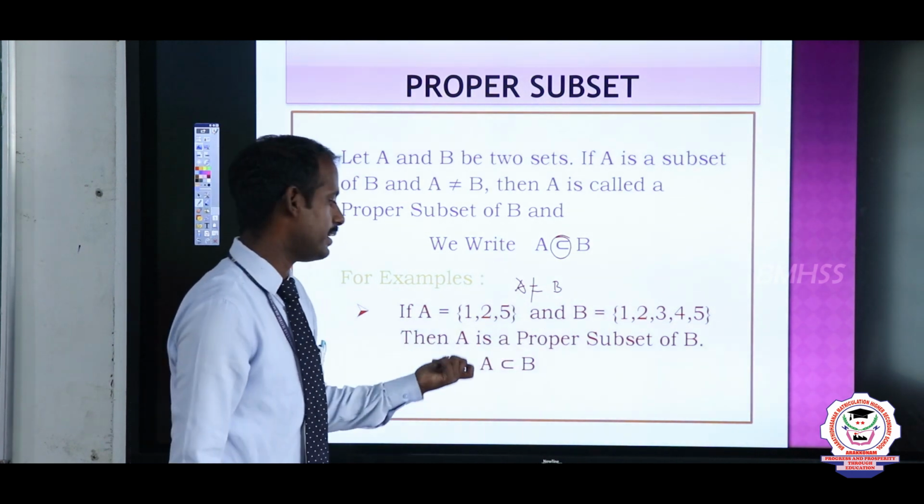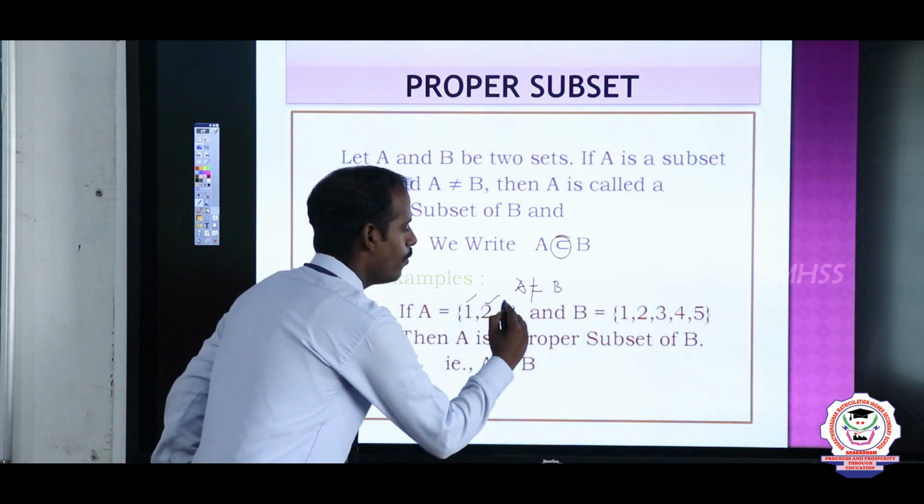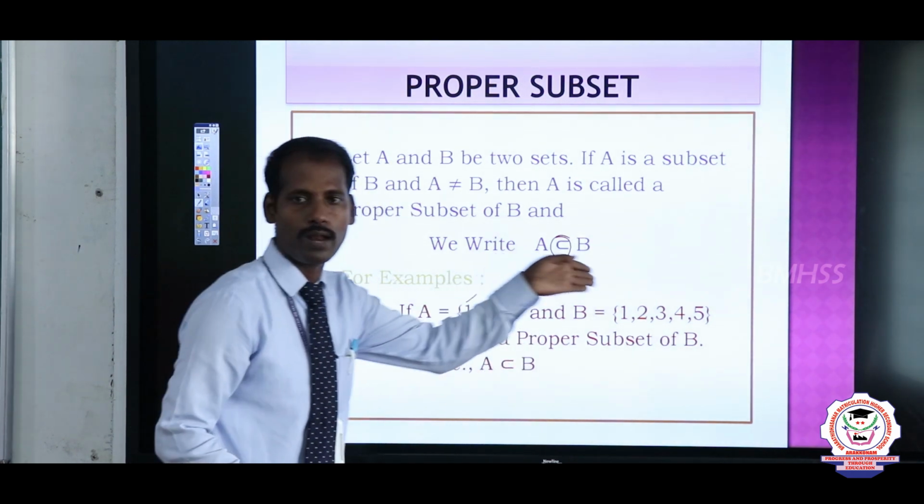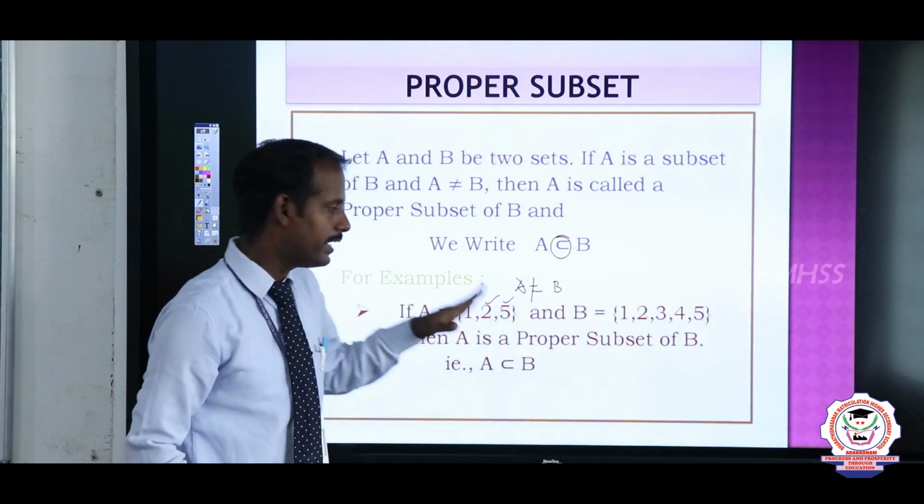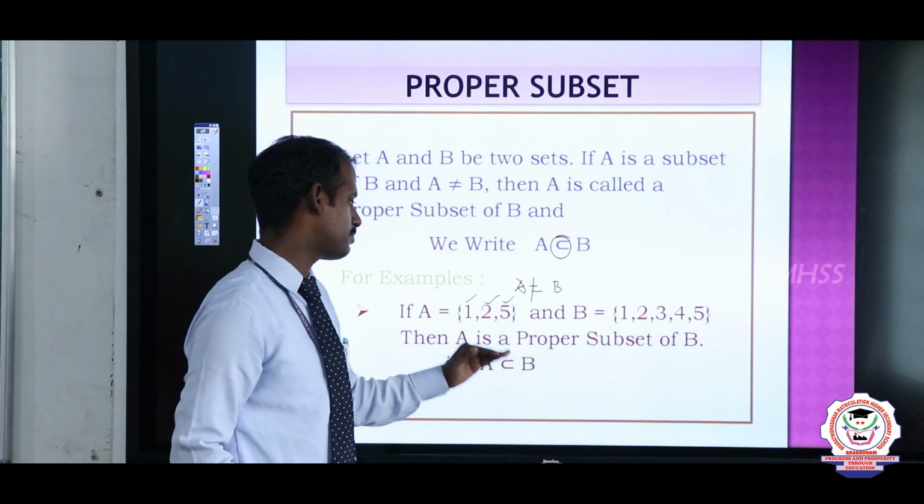Why here is A a proper subset of B? Because here 1, 2, 5, these 3 elements belong to the B set. So it is a proper subset. So here A is a subset of B.